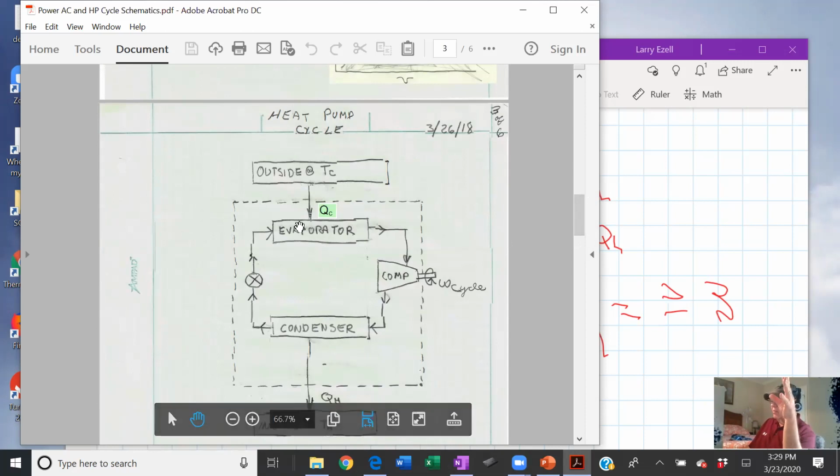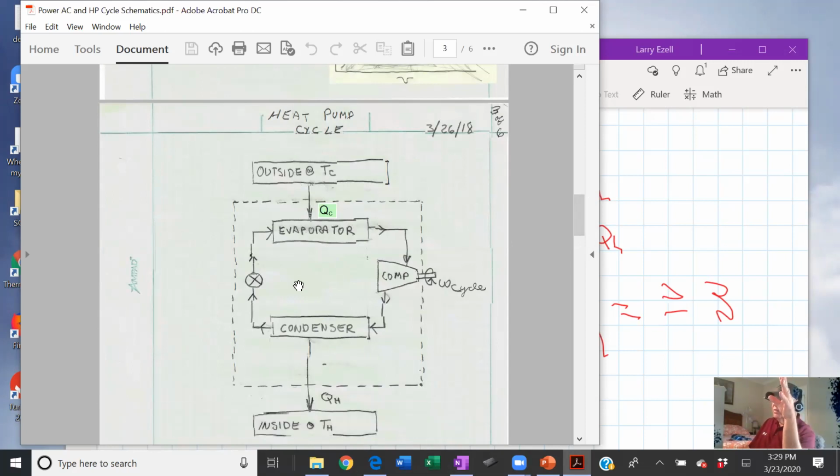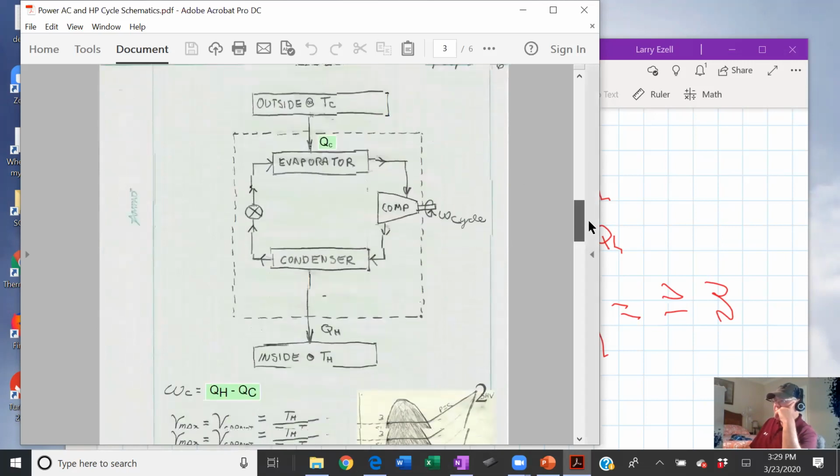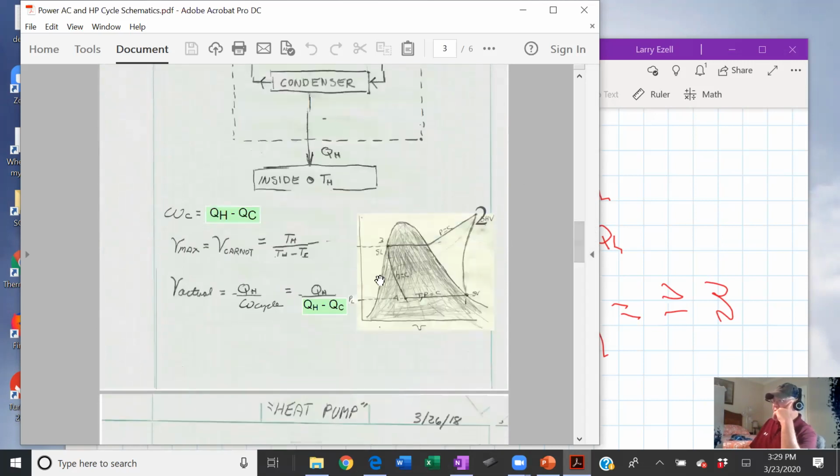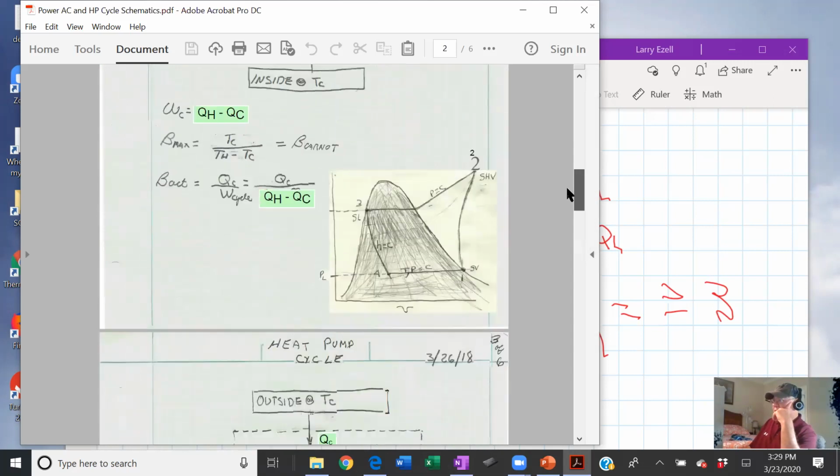Now you have to design them properly, where the evaporator and condenser are both just fancy heat exchangers and they can operate in reverse. One is the evaporator, one is the condenser. And your cycle schematic is the same. I don't know, I think I went over that.